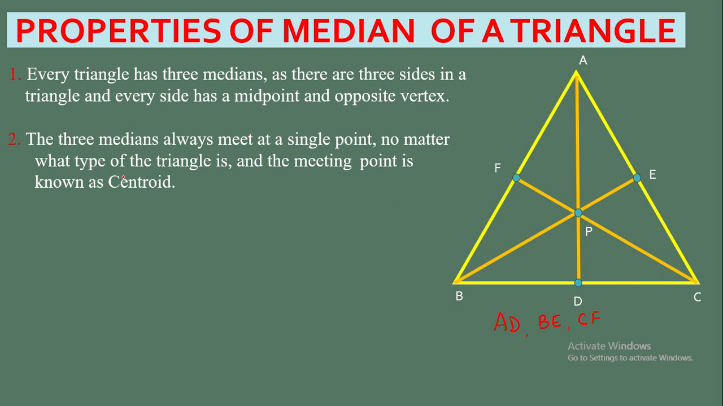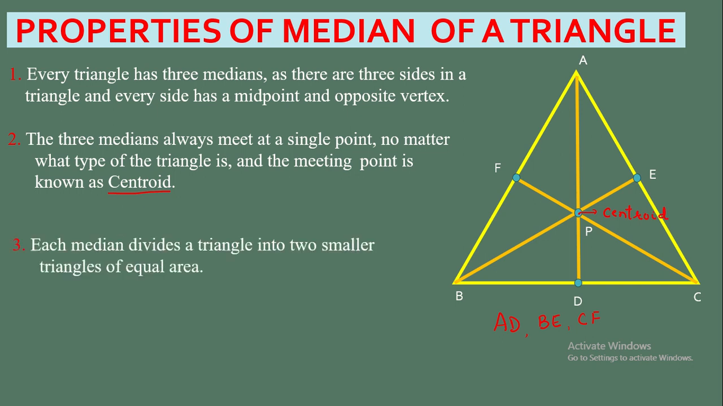Then the three medians always meet at a single point, and just like here we saw that these three medians meet at this point P. No matter what type of triangle it is, since there are different types of triangles we saw, in every type of triangle the three medians meet at a point, and this meeting point is known as the centroid of the triangle. So this point is the centroid of the triangle.